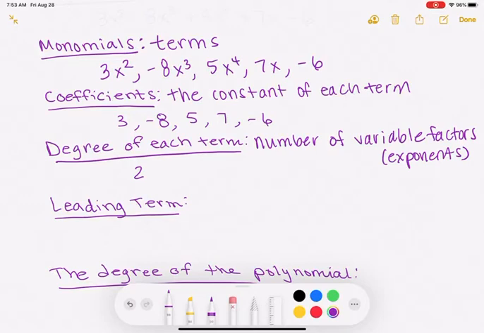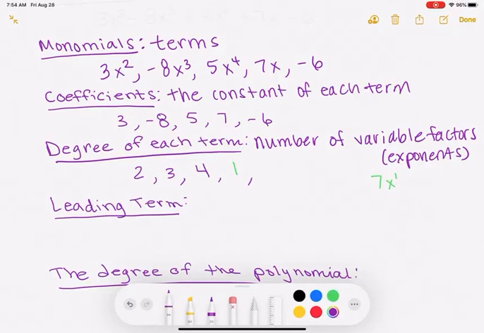In negative 8x cubed, what's the exponent? 3. In 5x to the fourth, my exponent is 4. Now this one gets a little bit tricky. The 7x, a lot of people want to say 0 because they don't see a little exponent there. But here off to the side, I'm going to jot down that 7x is actually 7x to the first. There's that little hidden 1. So the degree of 7x is 1.